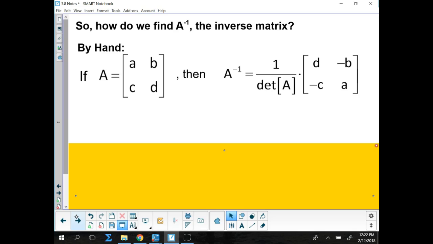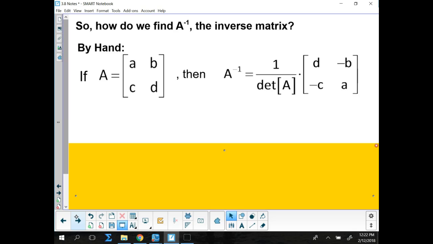Okay? For a 2 by 2 matrix, it is actually easier to find the inverse by hand than it is to find the inverse on a calculator. For a 3 by 3, it's easier to do it on a calculator than it is to do it by hand. So, just so you know, there's multiple ways of doing it.